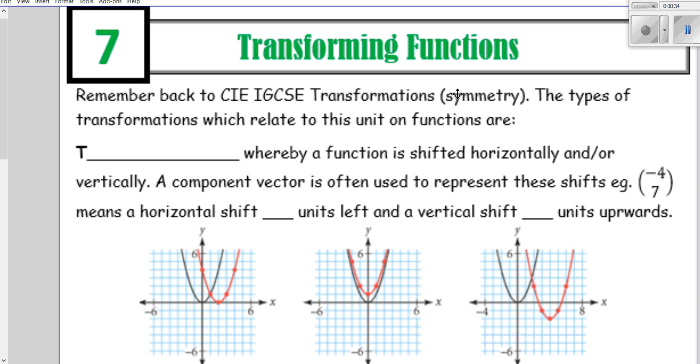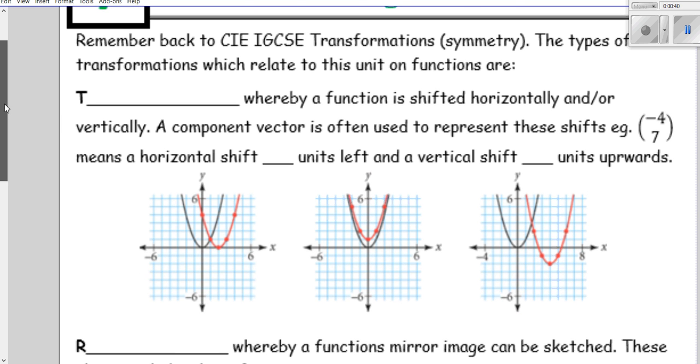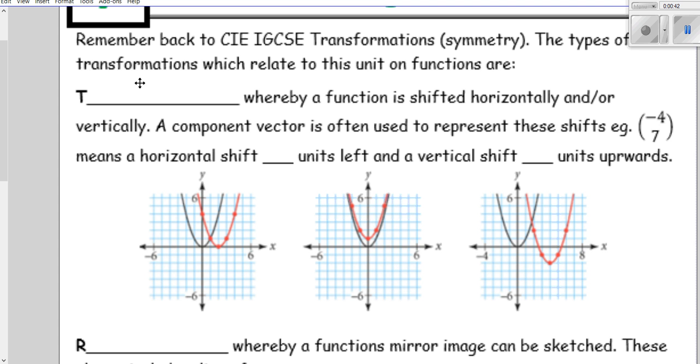The types of transformations which relate to this unit are, what was one that starts with T? I think Calvini, you mentioned it the other week. A translation? Translations, yeah. So the first one we're talking about is translations, whereby a function is shifted either horizontally, like in the first example, or vertically, like in the second example.